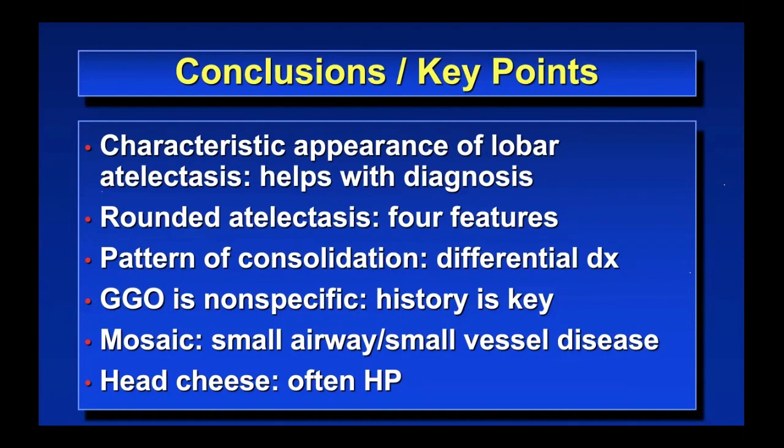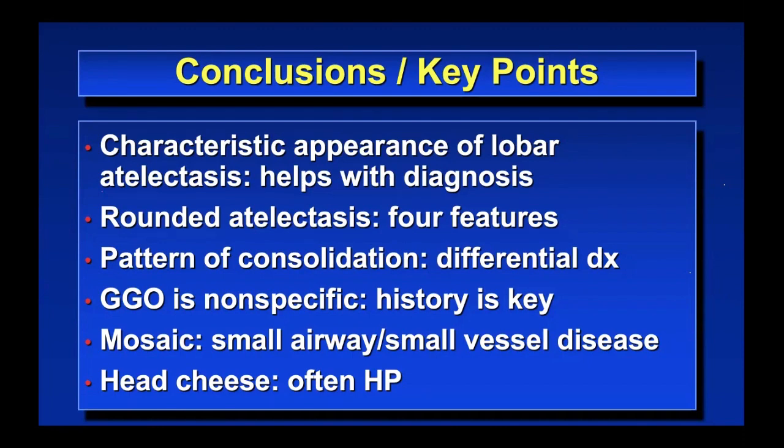Then rounded atelectasis, there are 4 features of rounded atelectasis. There's volume loss, ipsilateral pleural abnormality, broad area of contact with the pleura, and the comet tail sign. And if we see all 4 features, it is likely rounded atelectasis, and then we can say we will follow up with CT because it could still be lung cancer.